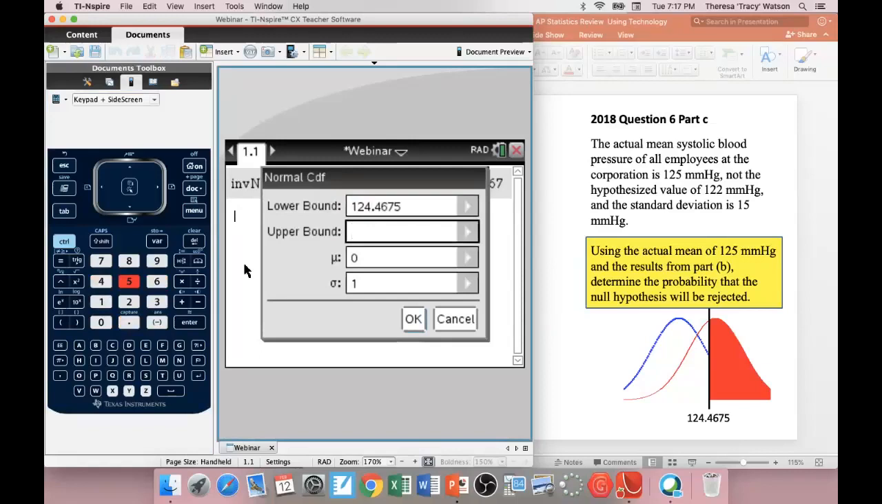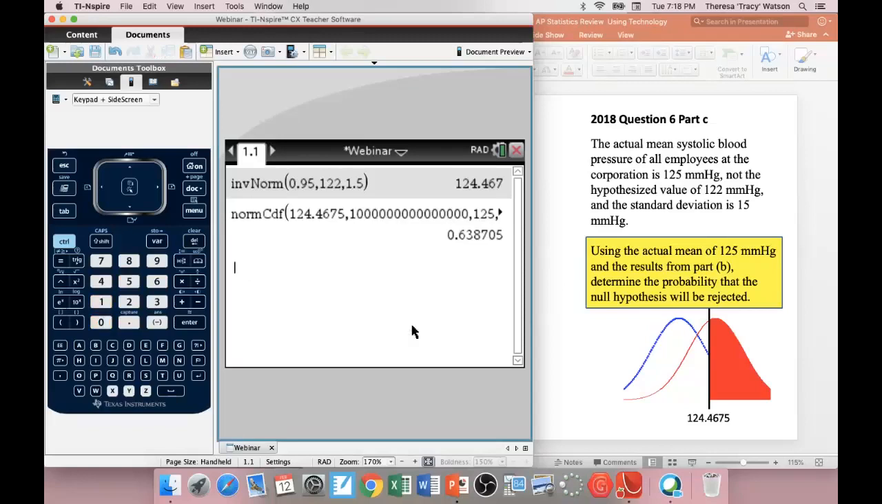Now for upper bound, I know Mike did something. I just tell my students, put in a really big number. So I'm just used to them doing 1 and then a whole bunch of zeros. So that's just my really big number. We know it's never going to ever get that big, but that gets us the whole way, the area to the right. And then now my mean this time is the actual mean of the red curve, 125, and a standard deviation of 1.5. And hopefully, again, I will get the same probability, and yes, I do.